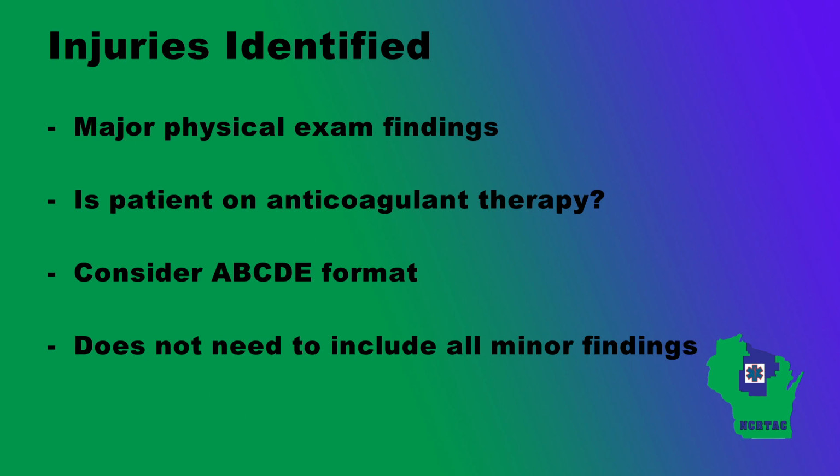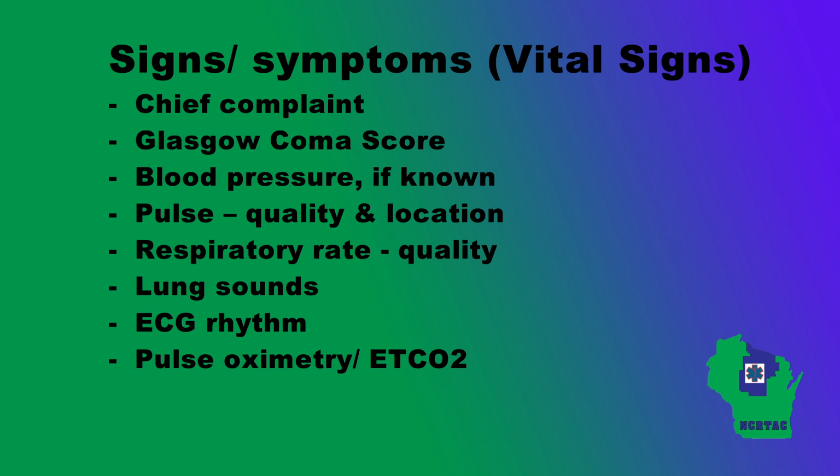Report any significant injuries you found in primary or secondary assessments. Consider using the A, B, C, D, E format you used to do the primary survey. You do not need to include all non-life-threatening injuries. Next, describe significant complaints the patient has and the most recent vital signs. The vital signs included may vary by the specifics of the patient's condition, but will generally include GCS, BP, pulse, respirations, lung sounds, and pulse ox.